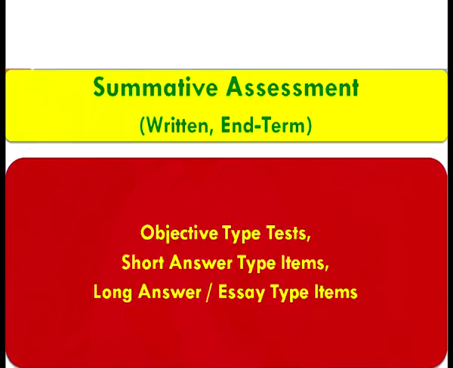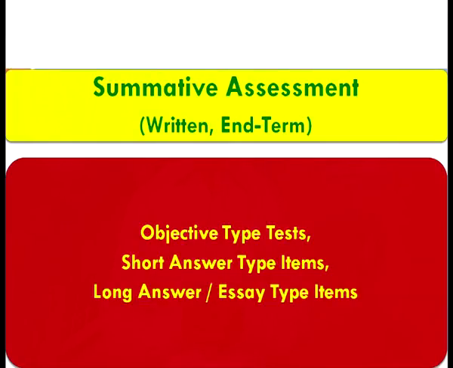Objective type tests means those written or paper pencil type tests which include questions like multiple choice questions, fill in the blanks or completion type questions, matching type questions, true false type questions, and analogy type questions. So these are the objective type questions which have only one correct answer. So in summative assessment, we can use objective type tests to assess the knowledge, the understanding of the students. Then in summative assessment, short answer type items can also be used by you as a teacher to assess the knowledge and understanding of the students.